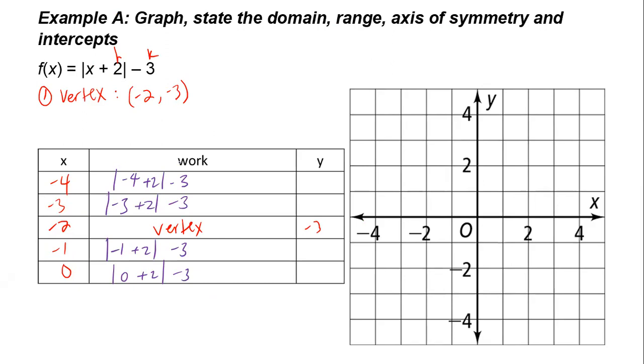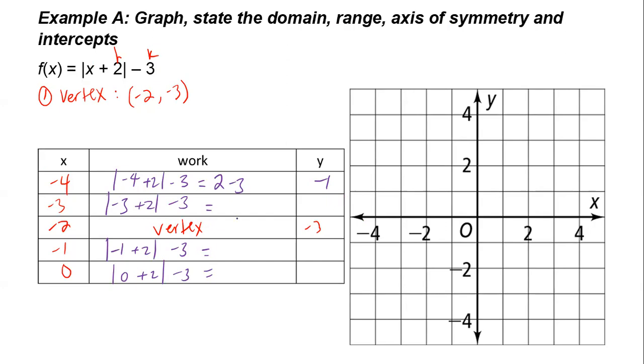Okay, when you're evaluating, be mindful. The absolute value's job is to do what? Get rid of what? Negatives, because it's asking you what is the distance to the origin. Okay, so -4 plus 2 is -2. But what is the absolute value of -2? 2. So it becomes 2 minus 3. And what is 2 minus 3? -1. Okay, -3 plus 2.